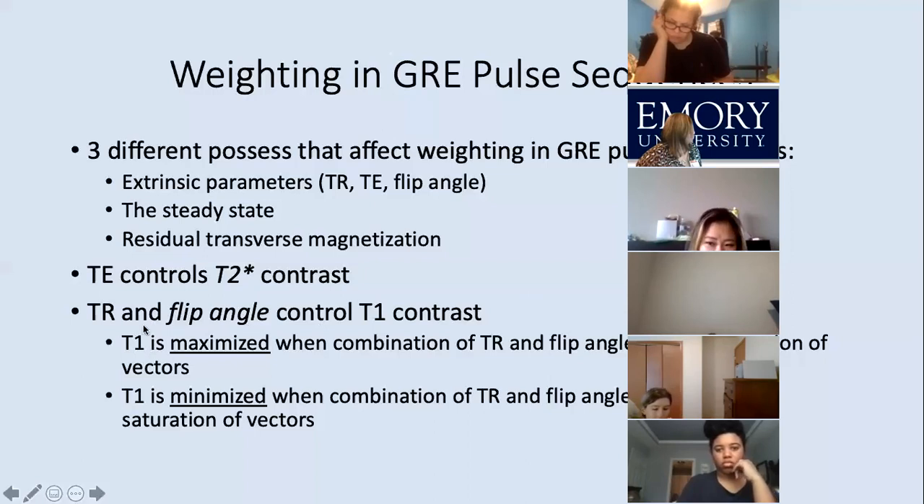So your T1 weighting is maximized when a combination of TR and flip angles causes saturation of vectors. Your T1 weighting is going to be minimized when a combination of TR and flip angle does not cause saturation of vectors. And remember, saturation is just pushing that vector past 90 degrees. So the main takeaway here is flip angle and TR control T1 contrast, TE still controls T2 contrast.